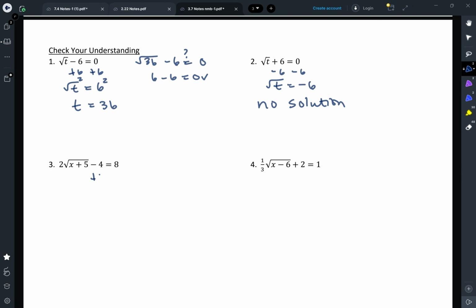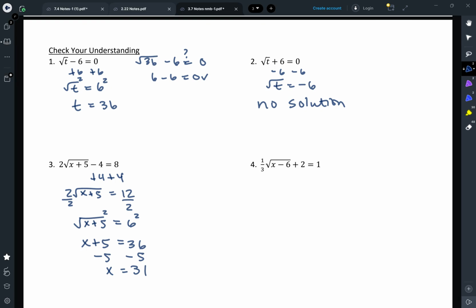Number 3, I want to add 4 on both sides. So I have 2 times that square root equals 12. Then I would divide both sides by 2. Remember, I'm trying to isolate my square root. And my square root would be equal to 6. Now I want to square both sides. So x plus 5 is 36. And then subtract 5, x is 31.